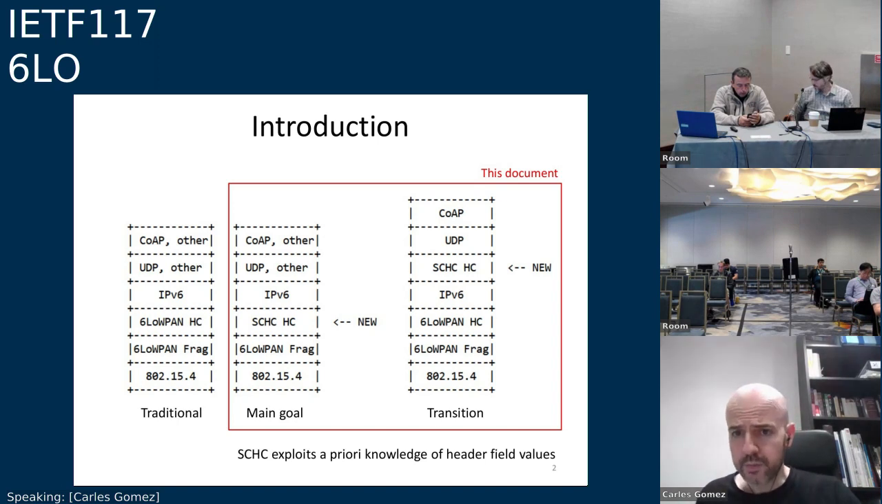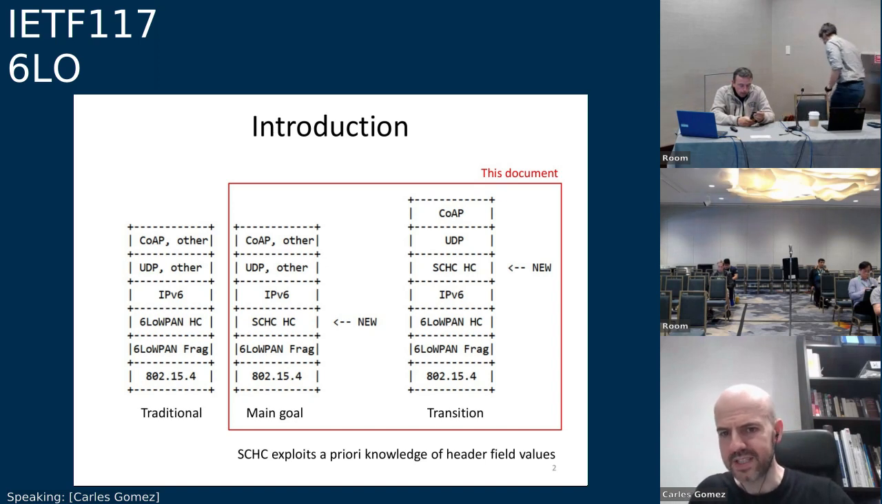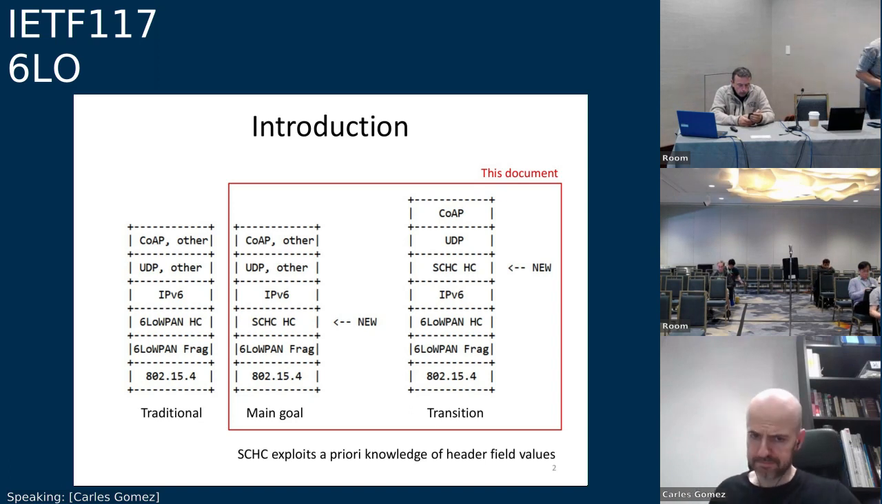Also, in the document, we are specifying what we call the transition protocol stack, which still allows to use 6LoWPAN header compression to compress IPv6 headers, and however allows to use SHIC header compression to compress CoAP UDP headers.